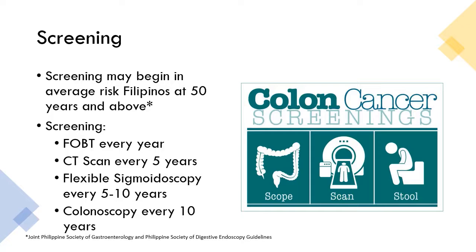For the general population, screening modalities include the protocol of scope, scan, and stool. Scoping using either flexible sigmoidoscopy and colonoscopy may be done every 5 to 10 years. CT scanning may be done as surveillance every 5 years, while fecal occult blood testing may be done as frequently as annually to screen for colorectal pathologies.